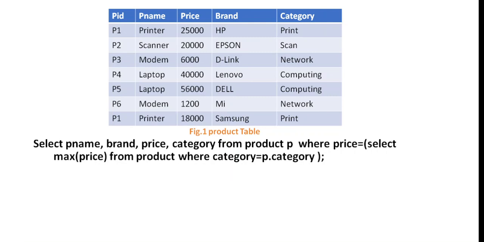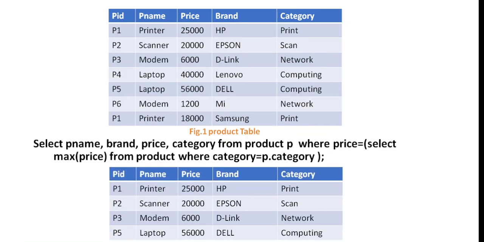Okay, means we are comparing two categories. One is the category for this inner query and second is the category from the outer query. So here we are using P.category, this attribute which is the attribute of the outer query, and we are comparing that attribute in the inner query. Okay, so you will get output like this.